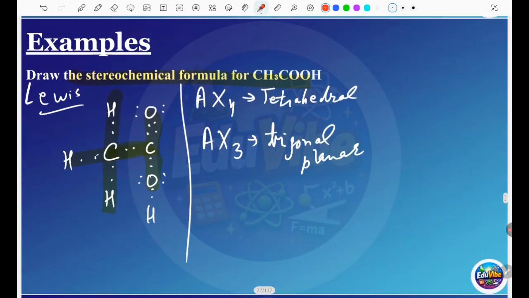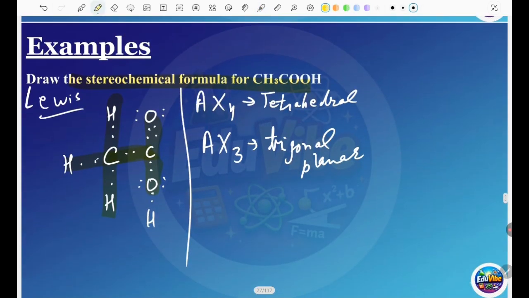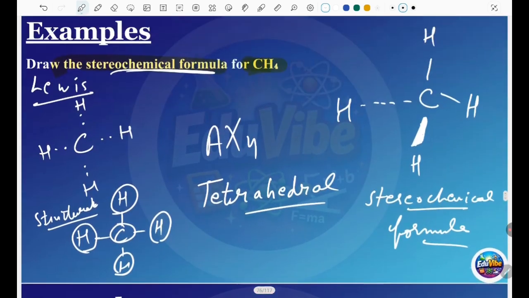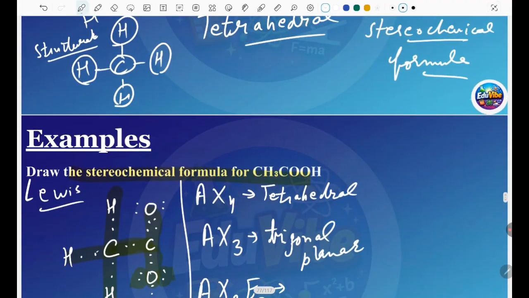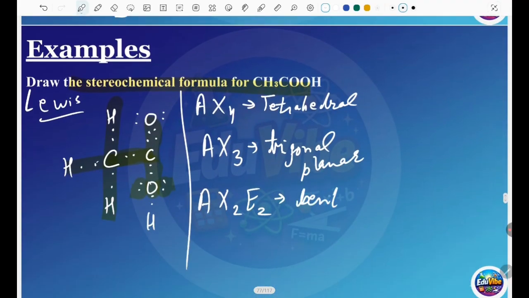So for the last one, if we take this O as the center, we have 1 and 2, so 2 of these. But you can see that over there we have 2 pairs of electrons, which are denoted as lone pairs, which are not connected with any element. So this means we have 1 A, we have 2 X's, and we have 2 E's. So we have AX2E2, which, from the table, is bent.